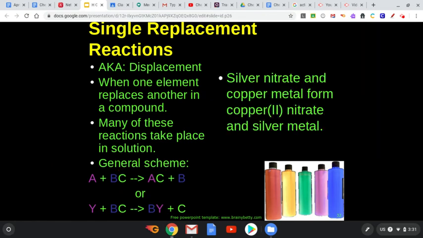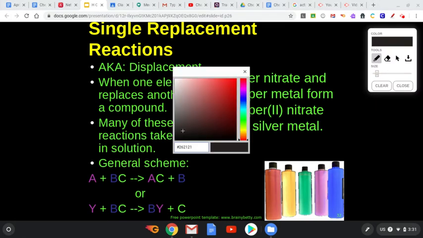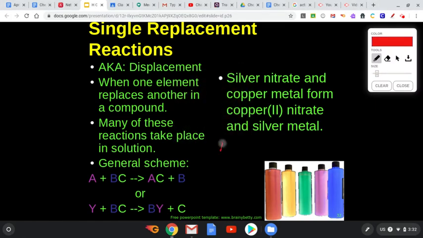An example would be silver nitrate and copper metal, forming copper 2 nitrate and silver metal. AgNO3 is silver nitrate, and if you add to that copper metal, those are your reactants. The copper will replace the metals. Metals replace metals only, and then it will kick the silver out by itself.